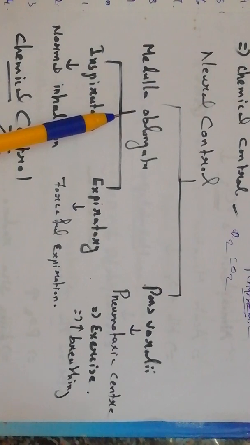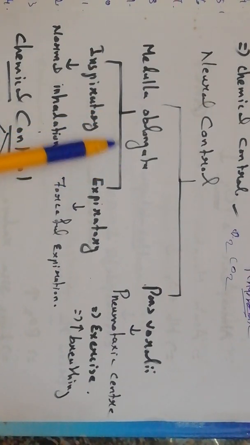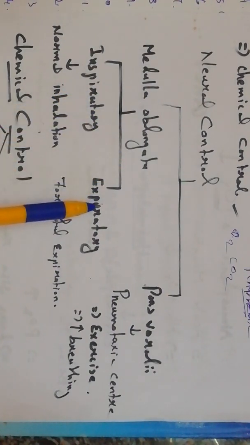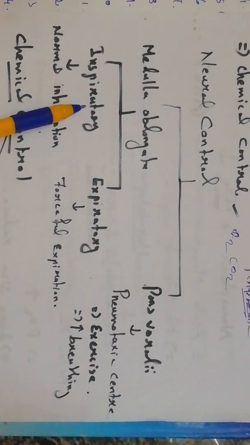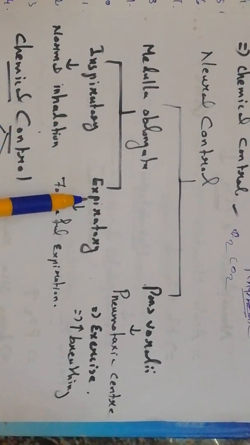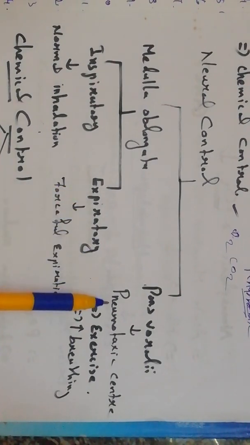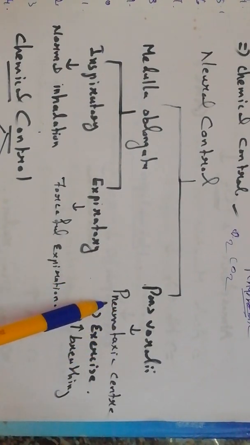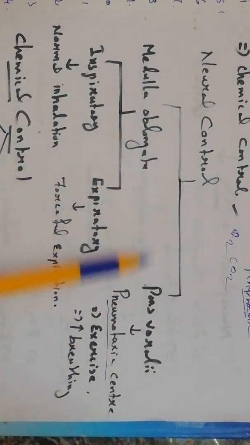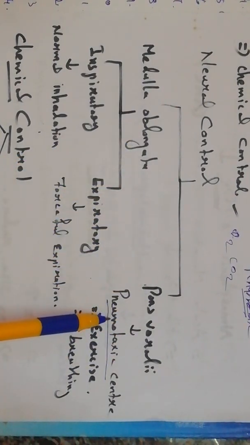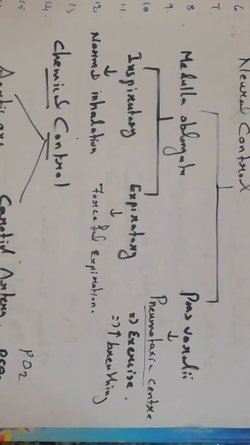The centers present in the medulla oblongata are the inspiratory center and the expiratory center. Inspiration is controlled by the inspiratory center in the medulla oblongata. Meanwhile, expiration is controlled by the expiratory center, also present in the medulla oblongata. And the pneumotaxic center is present in the pons varoli. So two regions but three centers. Let us see the role of each.